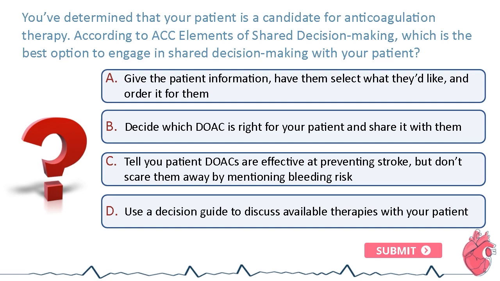You've determined that your patient is a candidate for oral anticoagulation therapy. According to the ACC elements of shared decision-making, which is the best option to engage in shared decision-making with your patient? A, give the patient information, have them select what they'd like, and order it for them. B, decide which oral anticoagulant is right for your patient and share it with them. C, tell your patient that oral anticoagulants are effective at preventing stroke, but don't scare them away by mentioning bleeding risk. D, use a decision guide to discuss available therapies with your patient.